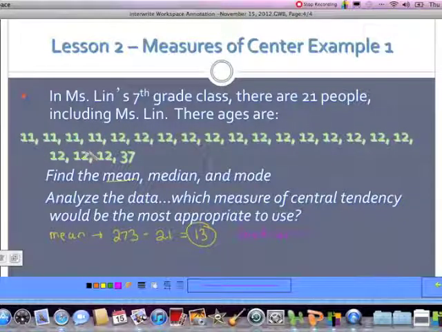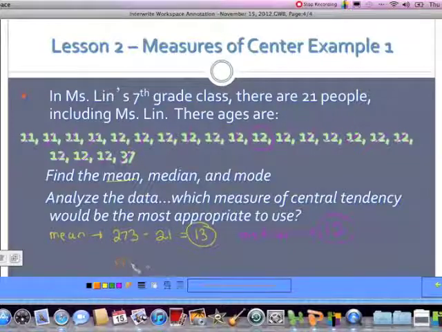Your second step would be to cross out the numbers until you reach the middle. So I'm just going to start with the first one, and I'm going to cross out front, back, front, back, and so on, until I reach the middle. And you can see that the middle number is 12. I have exactly 10 numbers to the left of my middle number and exactly 10 numbers to the right. So this number 12 is exactly in the middle of my data set.